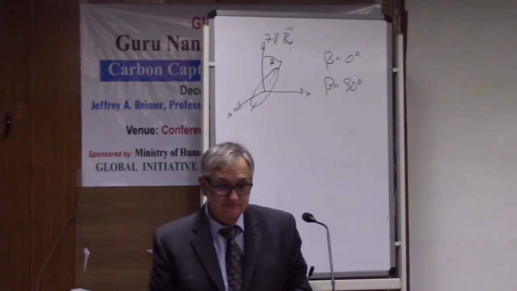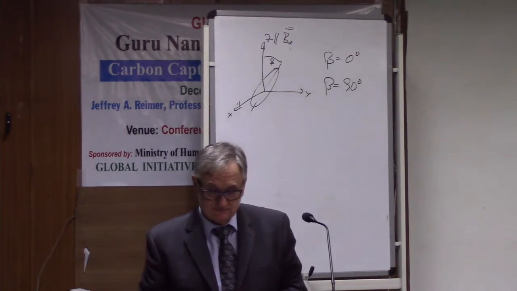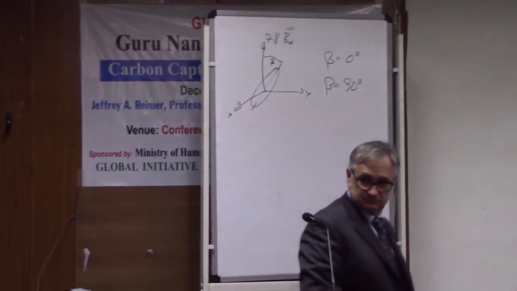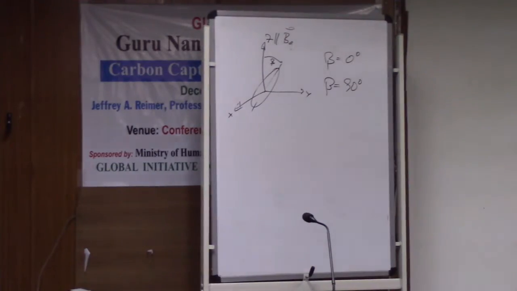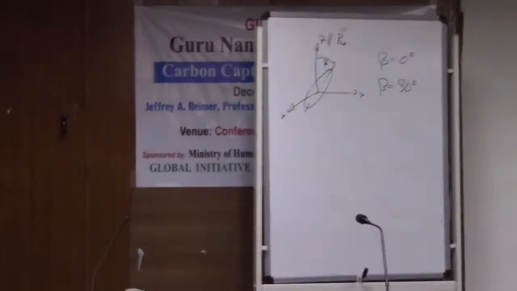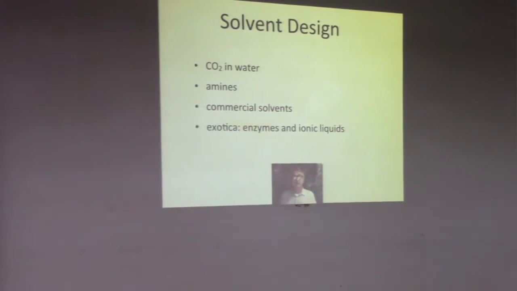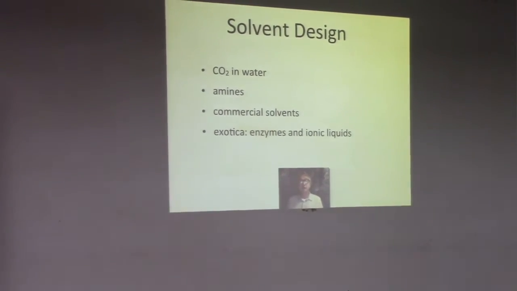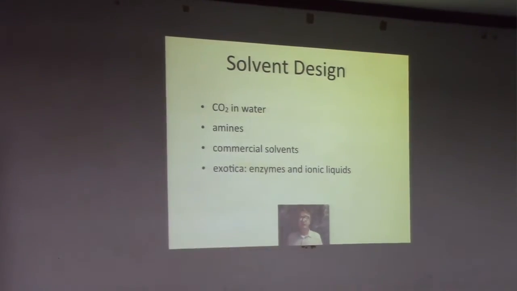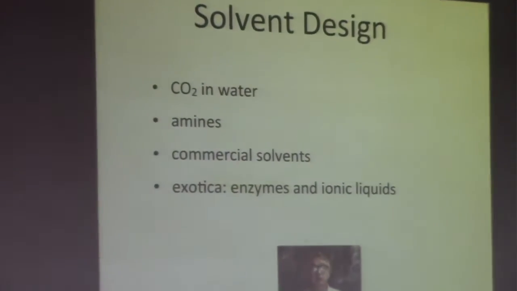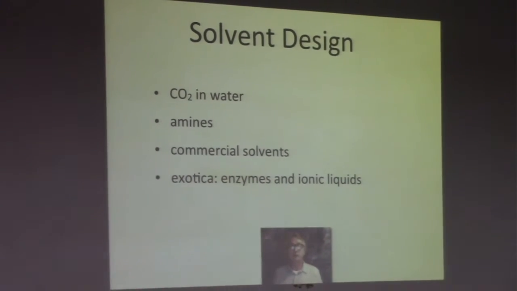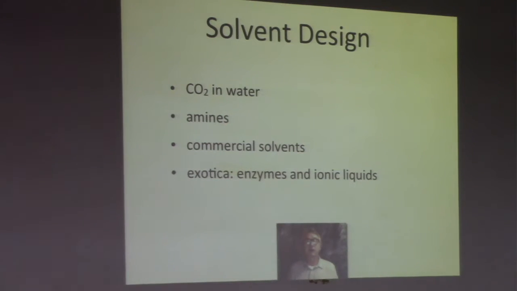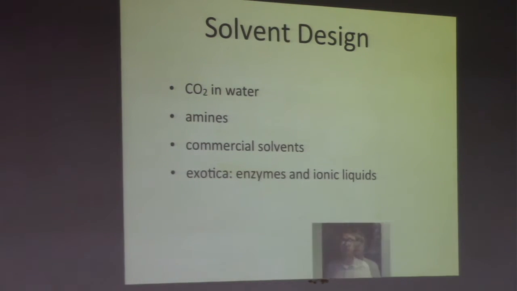Go. Welcome to the Berkeley Lectures on Energy. I'm Jeff Reimer, and today we're going to be talking about absorption, and in particular the design of solvents to improve the absorption of CO2 from flue gas. I would like to speak about solvent design and 4 topics in particular. How CO2 reacts in water, the use of amines for improving the absorption of CO2 into water, some of the commercial solvents that are currently available, and then some exotic new ideas concerning enzymes and ionic liquids for capturing CO2.